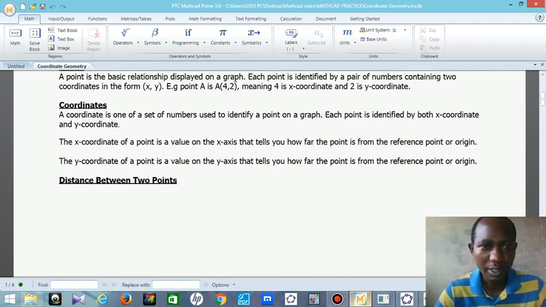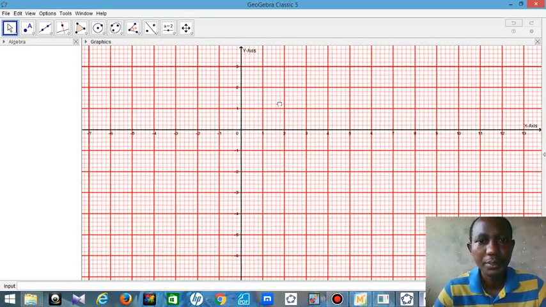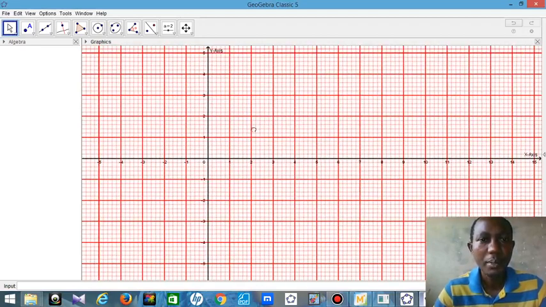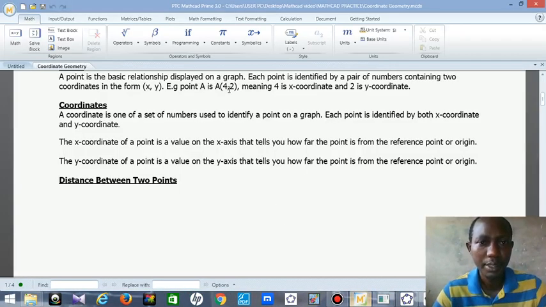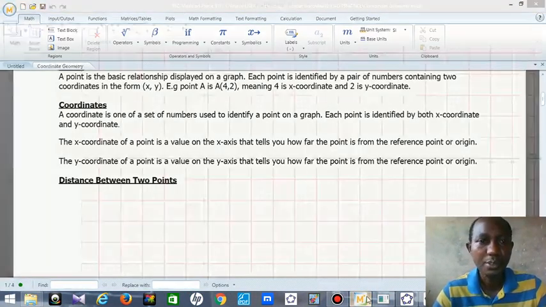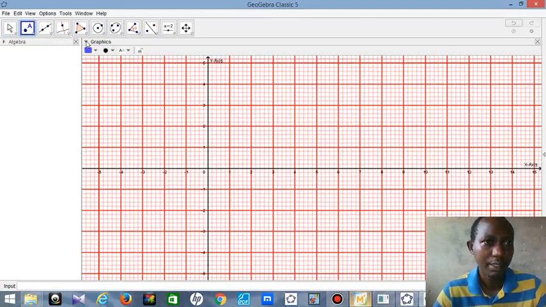So let me just demonstrate what I have here. If I have point A, for example, let me go to my graph paper. So this is my graph paper. If I say point A is 4, 2, that's what we have here. So this point A. All I need to do here is, let me get my point. I have my point. Let me see if I can do some setting here.